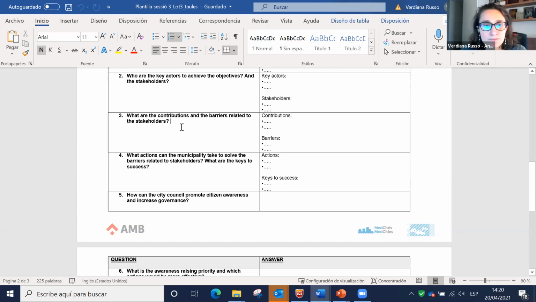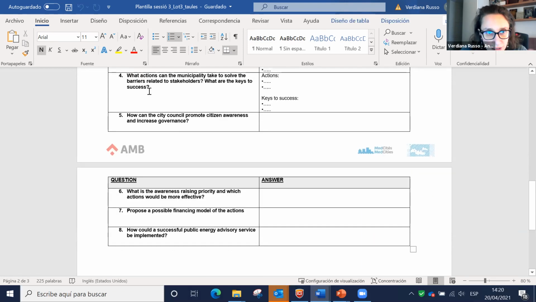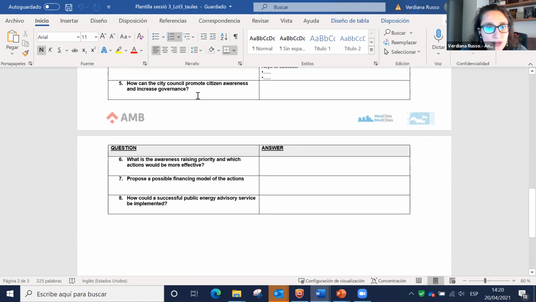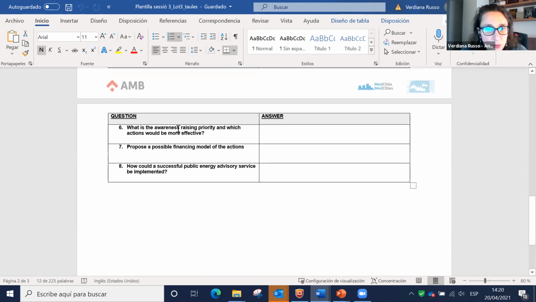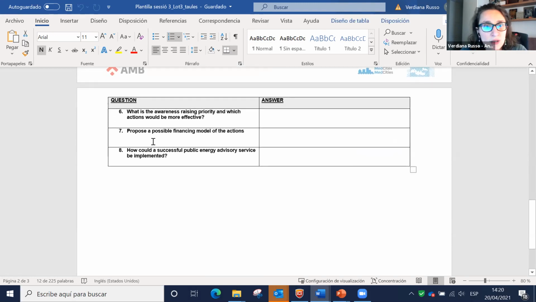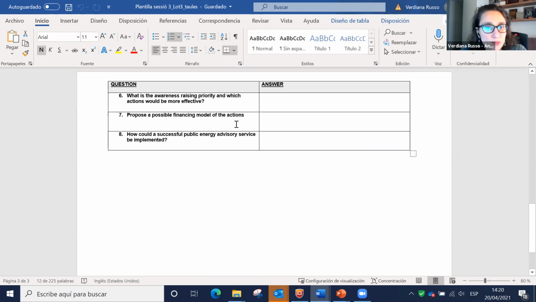That regards, for example, the need of having a communication plan. There are other questions like how can the city council promote citizen awareness and increase governance? What is the awareness raising priority and which actions would be more effective? Propose a possible financing model, and how could a successful public energy advisory service be implemented?